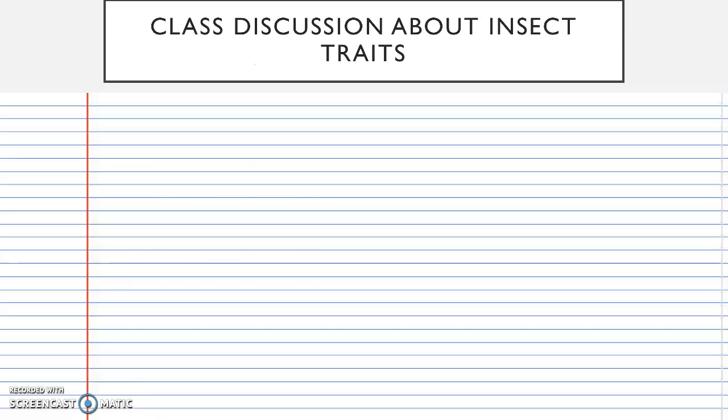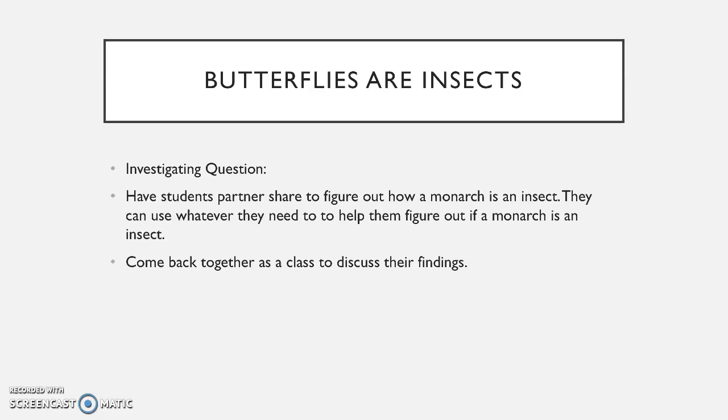Then we would come back and I could split this screen into 2 parts, similarities and differences, and then have the kids tell me what they found, and maybe I could come up with ideas to get the ball rolling to help them understand. And then I wanted to end the session on butterflies and how butterflies are insects. So maybe give them a minute to partner share to figure out how a monarch is an insect.